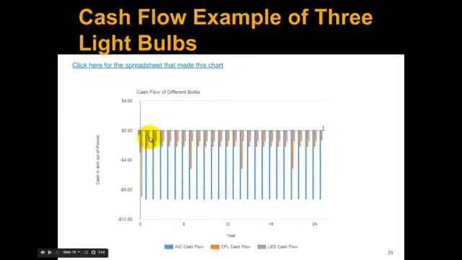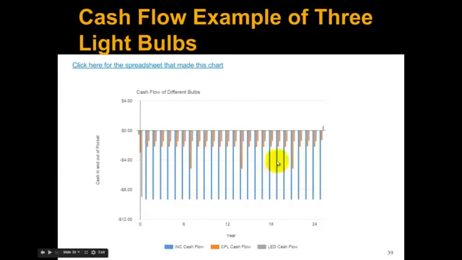Then something happens in this year. For some reason, the CFL bar goes even lower, and this is because the CFL bulb burns out at this year, and we have to replace it. Then again, it burns out this year, we have to replace it. And then it burns out again this year, and we have to replace it. It turns out in this example, the incandescent bulb burns out every year, so we're replacing it every year, and that's why the bars stay constant.